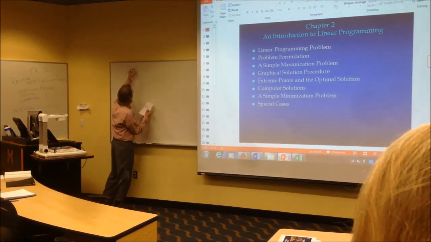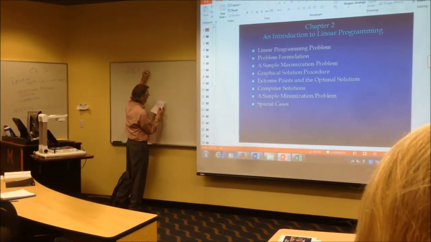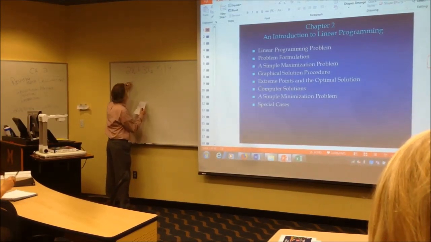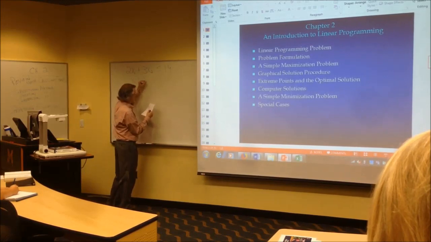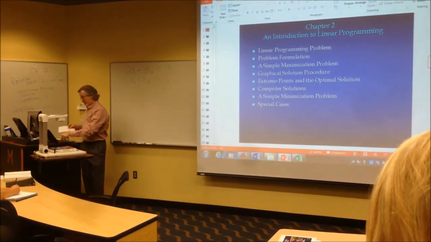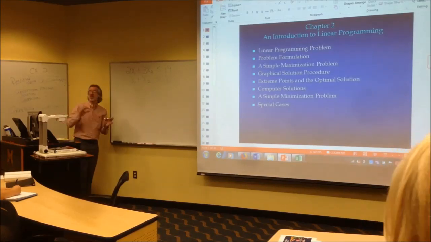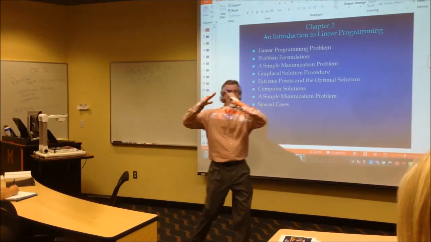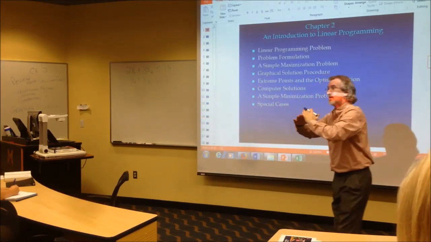I'm going to put two equations up here. 18, and this one's going to be x1 plus x2 less than or equal to 8. We're going to pretend these two equations are two lines on a graph. And somewhere on that graph, these two lines cross each other.